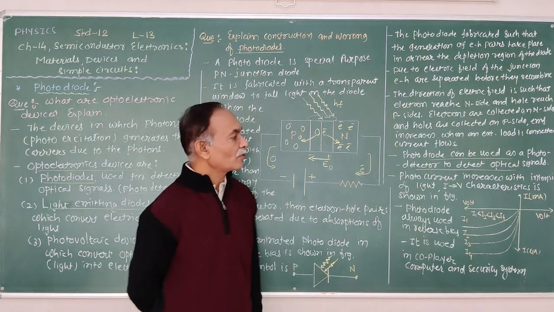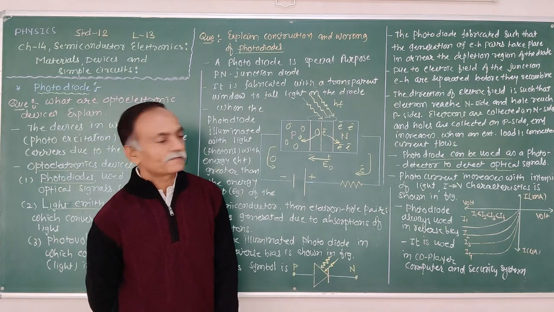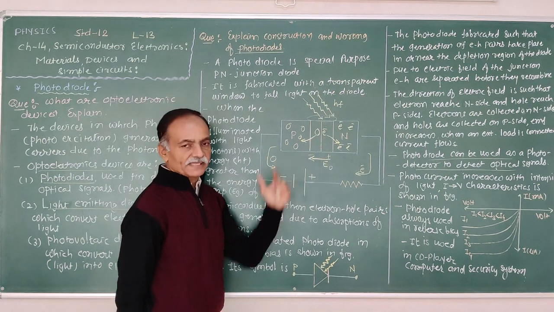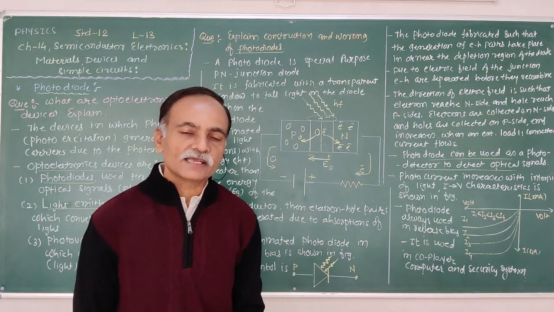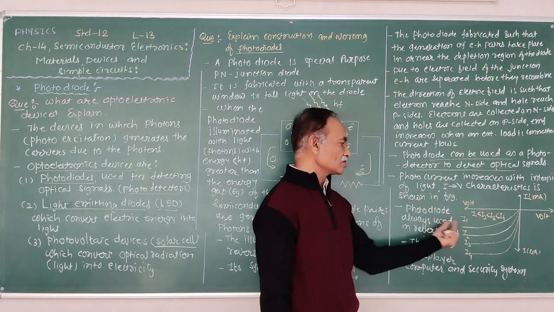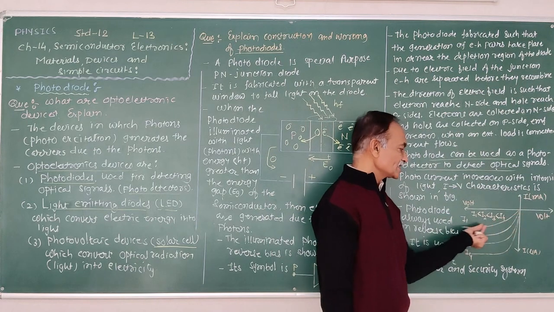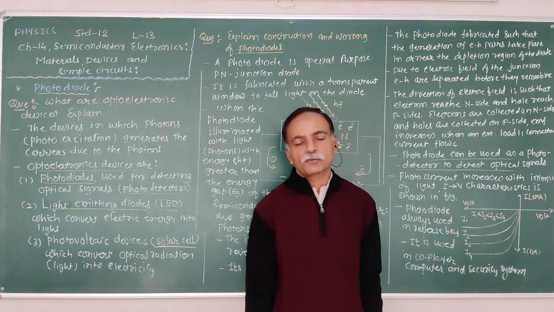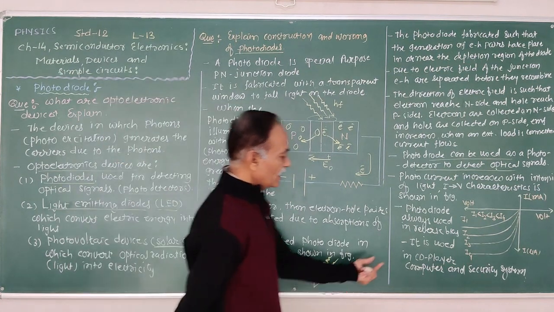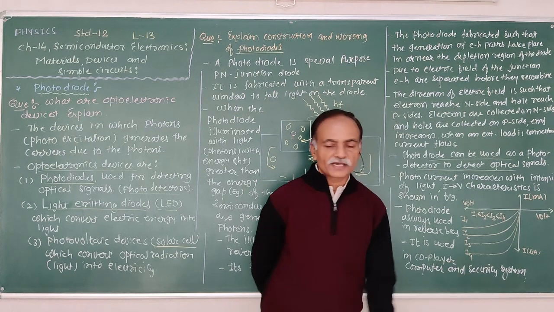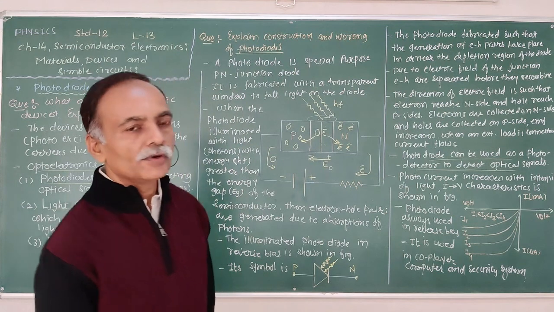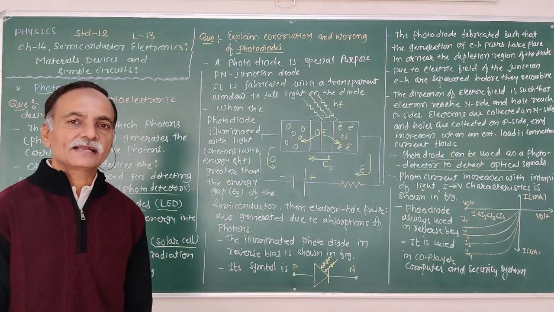Photodiode can be used as a photodetector to detect the optical signal. Photocurrent increases with increase in intensity of incident light. The IV characteristic is shown in the figure. So as the intensity increases, the photoelectric current or the photocurrent also increases. The usage of the photodiode is in CD player, computer and security system. So that is about the photodiode. Now we are going to discuss the light emitting diode, LED.